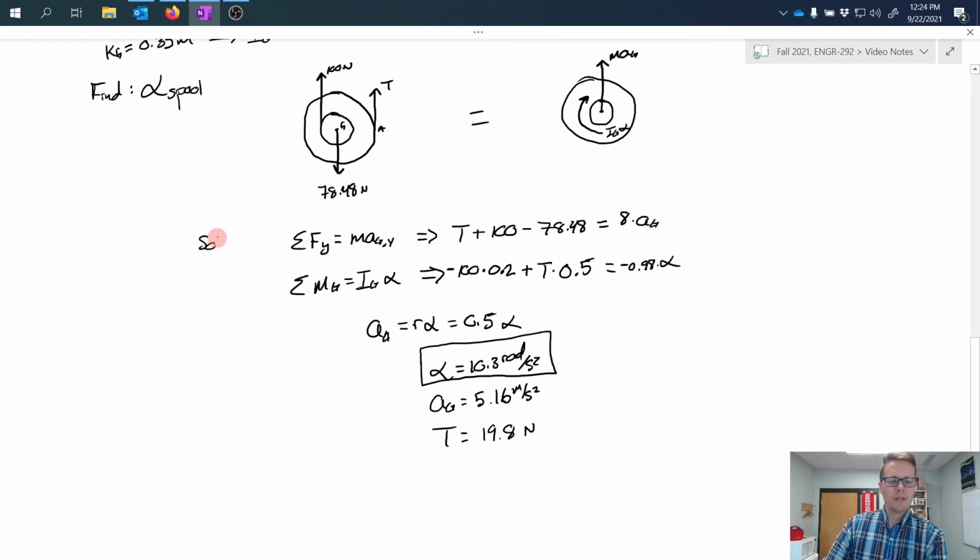I'm going to call this solution 1 because I want to look at a couple of different ways to solve this problem.